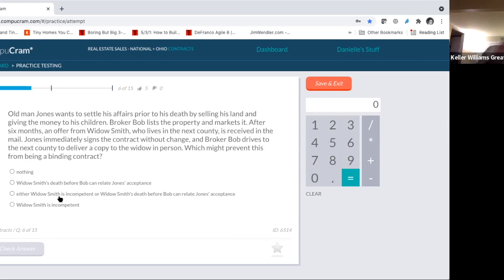A, nothing can prevent this from being a binding contract. B, Widow Smith's death. C, either Widow Smith is incompetent or she dies. Or D, she's just incompetent. Which one of these prevents the contract from being in place?